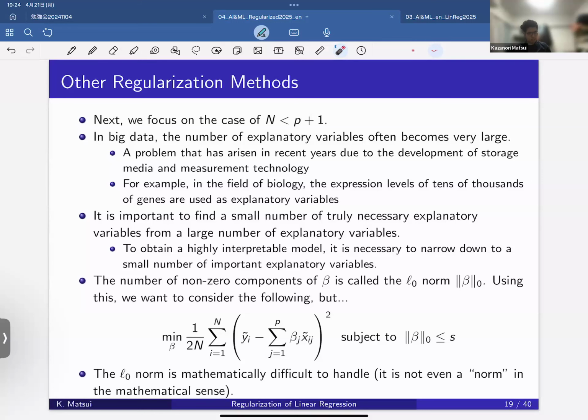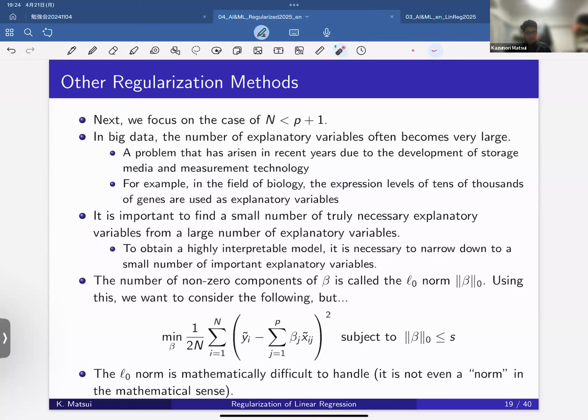Genome sequencing has only become possible recently. Genomic information contains an enormous amount of data. This becomes one data point. There is a lot of information in just one data point. It is important to find a small number of truly necessary explanatory variables from a large number of explanatory variables.